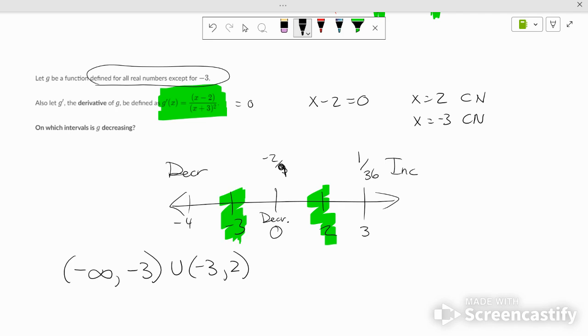At negative 3, we're not included. It's not a number, but what about 2? Why don't I bracket it at 2? Why do I put a parenthesis and a bracket?